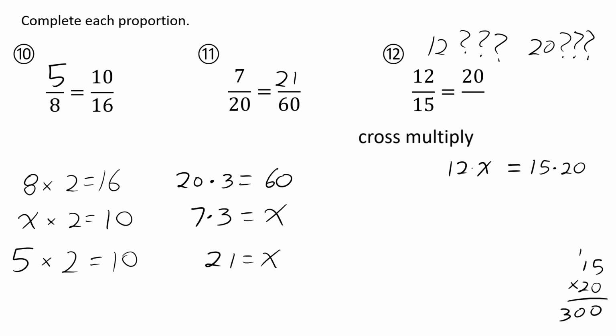15 times 20, you might be able to do in your head, might be able to do on paper, you might have to grab a calculator. So now I've got 12 times mystery number x equals 300. So if I want mystery number x, well, the opposite of multiplying is dividing. We practiced this skill quite a bit in September, right? Long division.